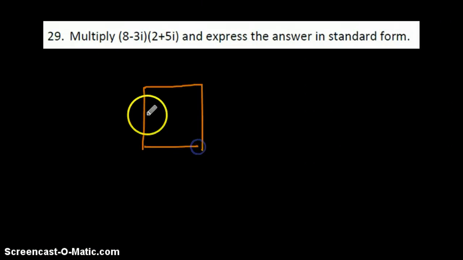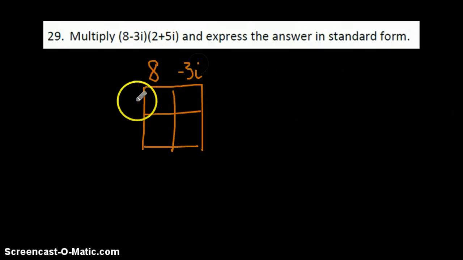Okay, multiply these two complex numbers. I'm going to use the box method for this particular one. So I'm going to say 8 and a negative 3i, and I'm going to say 2 and a positive 5i. Now let's multiply row and column, row and column. This is 16. This is 40i. This is negative 6i.